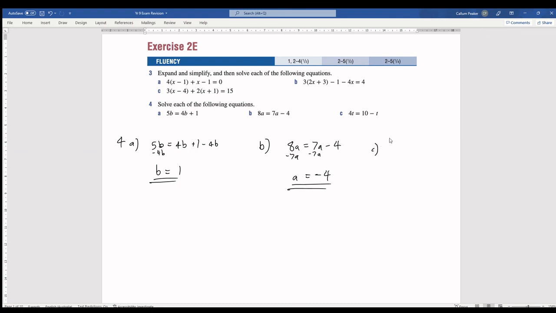Finally, moving on to C very quickly, 4t is equal to 10 minus t. We have a minus t, so I can add it to both sides, and that gives me 5t equals 10. We have one more step, which is to divide by 5, and that gives me t equals 2.